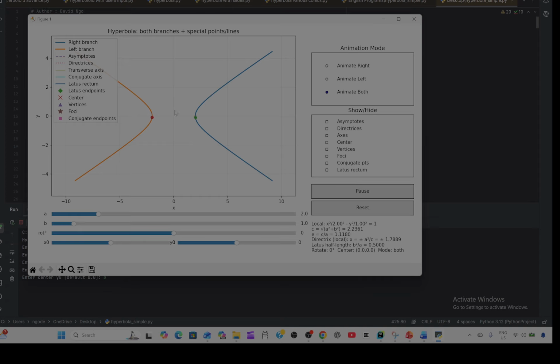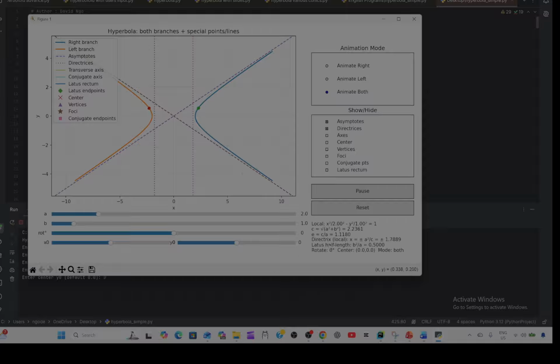Now, let's try to remember all the data. I click on asymptote. If you click on that, they will come up. That's the two asymptote lines, right? So when you click on directrices, you see two directrices coming out. Okay, that's where the directrix is.